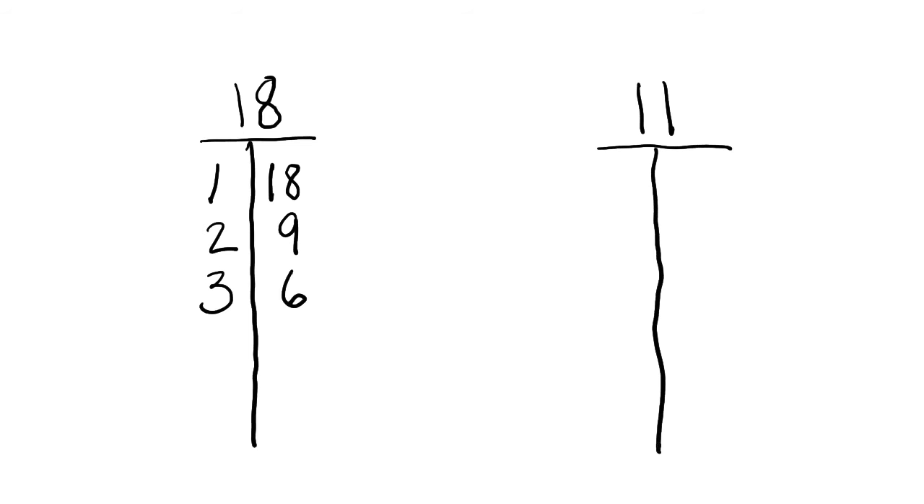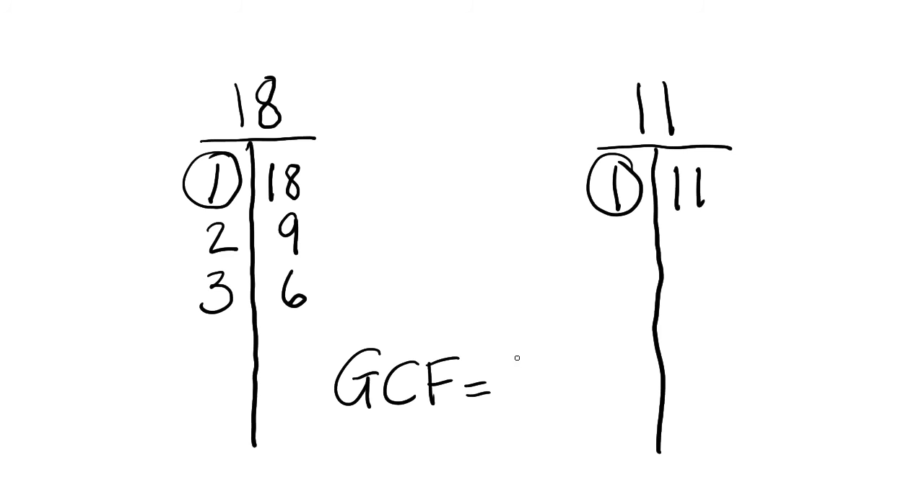Now let's find the factors for 11. Let's start with 1. 1 and 11 are factors. How about 2? No, because it isn't an even number. How about 3? No, because 3 times 3 is 9 and 3 times 4 is 12. How about 4? No, because 2 is not a factor. Wait, 11 is a prime number, and prime numbers only have 2 factors, 1 and the number itself. So the only factors for 11 are 1 and 11. Comparing both charts, 1 is a common factor, but that's all. So in this case, the greatest common factor for 11 and 18 is 1.